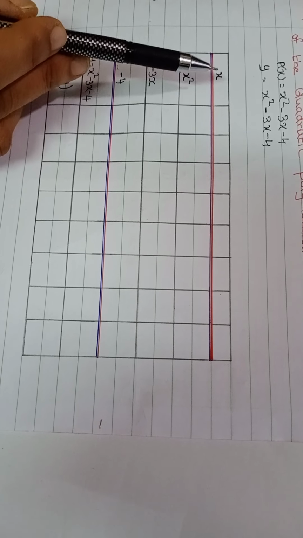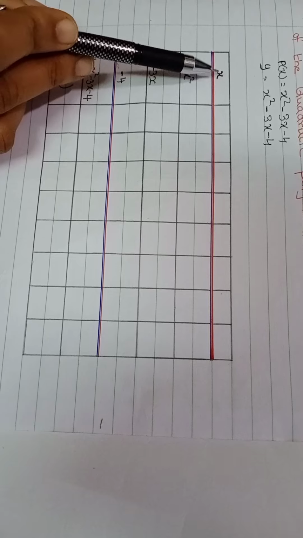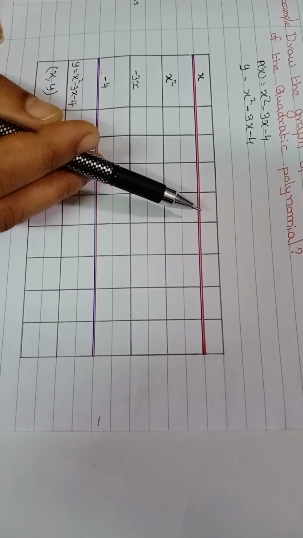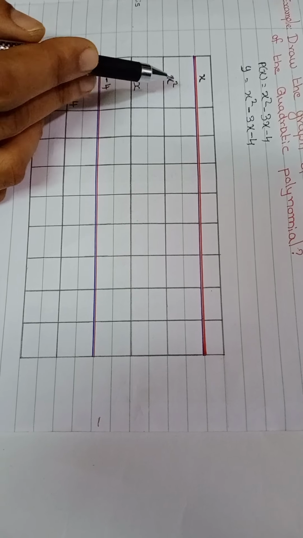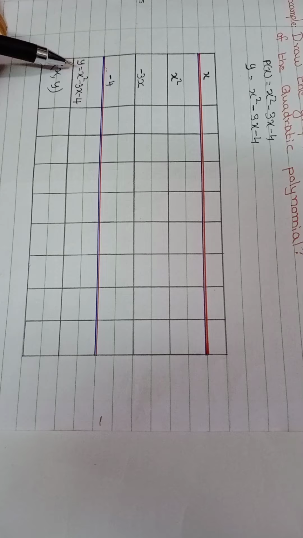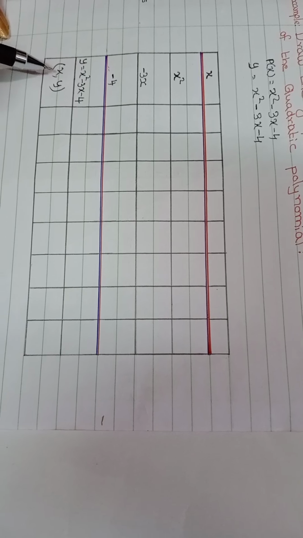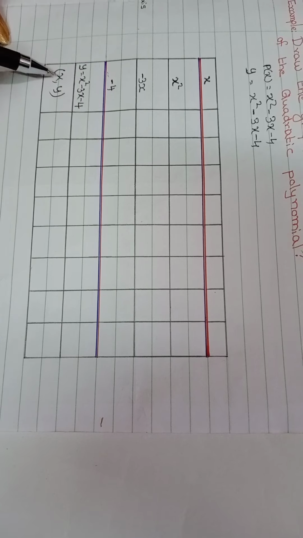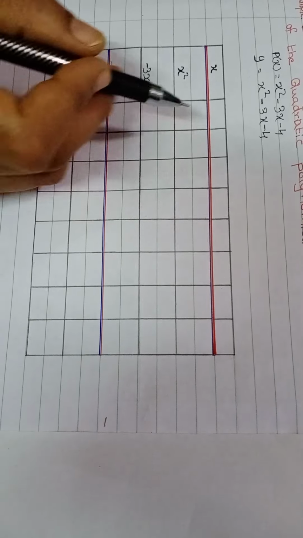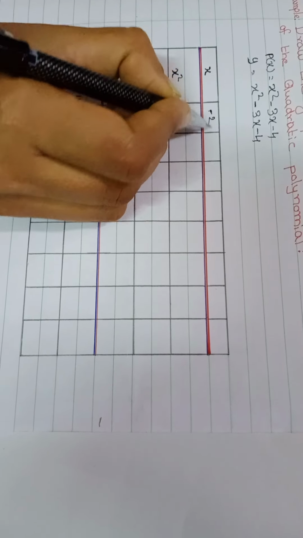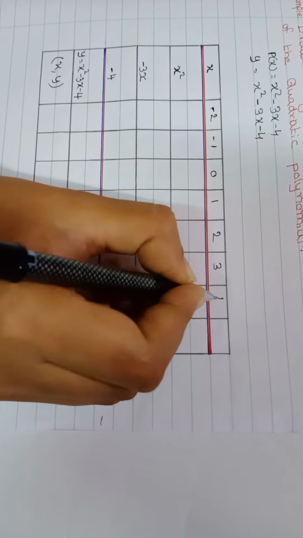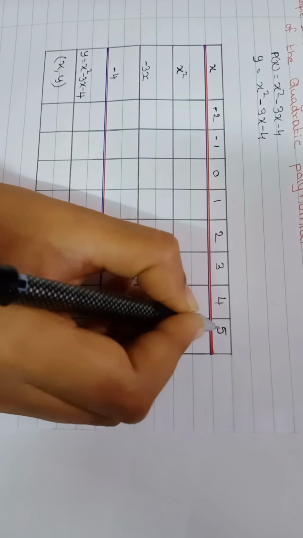We assume some random values for x and get approximate values for y. Some pairs of values we get for x comma y. So, we take some random values like this: minus 2, minus 1, 0, 1, 2, 3, 4, and 5.